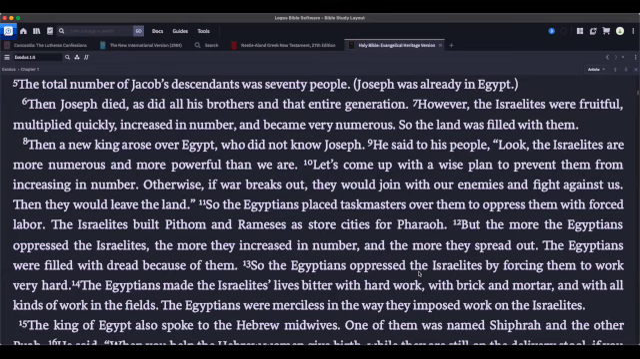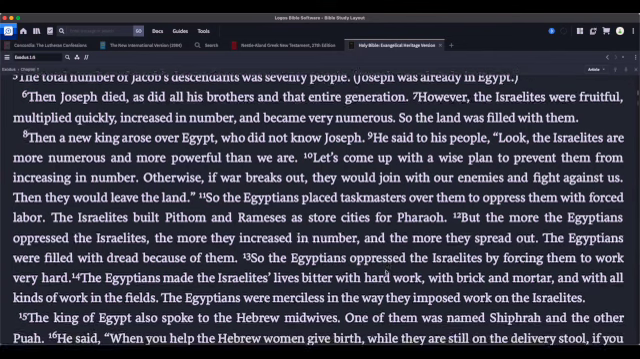So the Egyptians placed taskmasters over them to oppress them with forced labor. The Israelites built Pithom and Ramses as store cities for Pharaoh. But the more the Egyptians oppressed the Israelites, the more they increased in number, and the more they spread out. The Egyptians were filled with dread because of them. So the Egyptians oppressed the Israelites by forcing them to work very hard. The Egyptians made the Israelites' lives bitter with hard work, with brick and mortar, and with all kinds of work in the fields. The Egyptians were merciless in the way they imposed work on the Israelites.